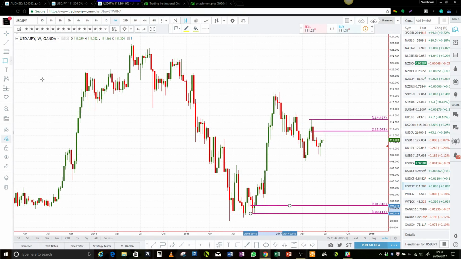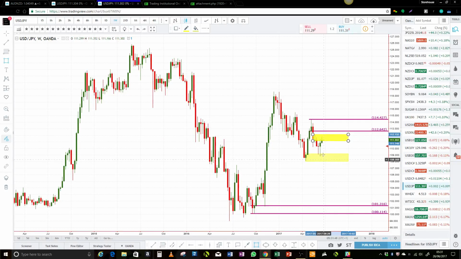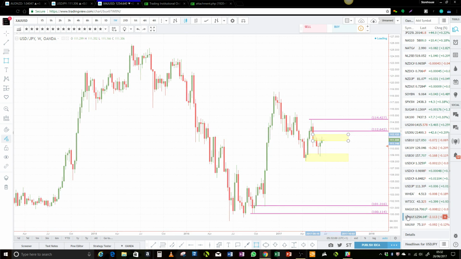We are obviously working off of this level, and we are sitting right in that level right now. That one's not a great one because you didn't have a big enough move away, but keep it on your charts and see if you get any opportunities in there. But that's for the US dollar Japanese yen. Let's take a look at gold.